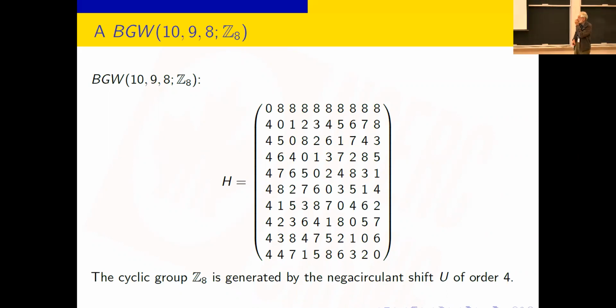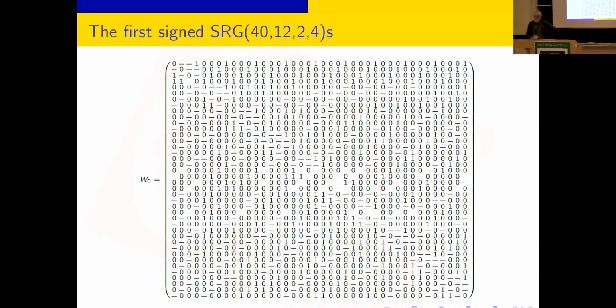Now, the trick here is that we take a BGW, a balanced generalized weighing matrix, generated by a nega shift of order 4. So if you get a nega shift, then the order of the group is 8. That really helps with the fact that we want to have a weighing matrix. And indeed, we have to put also something on the diagonal, and we get now the first of the group of 4 strongly regular graphs, of order 40, 12, and so on.